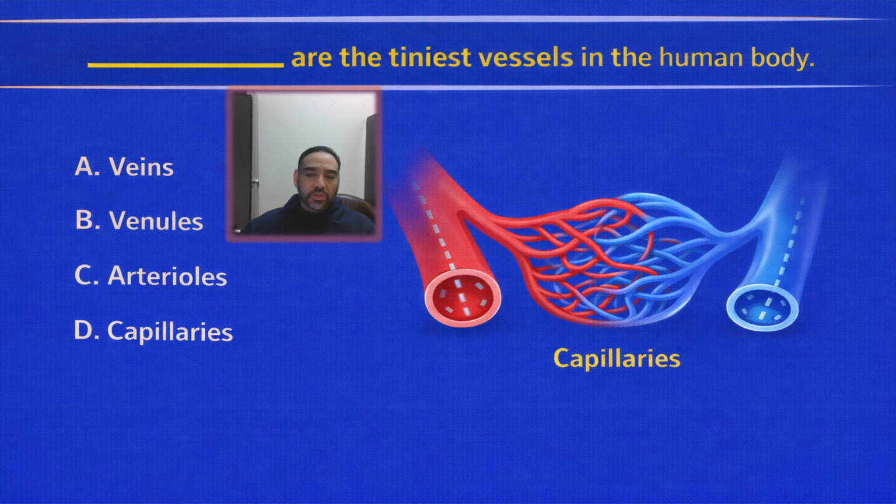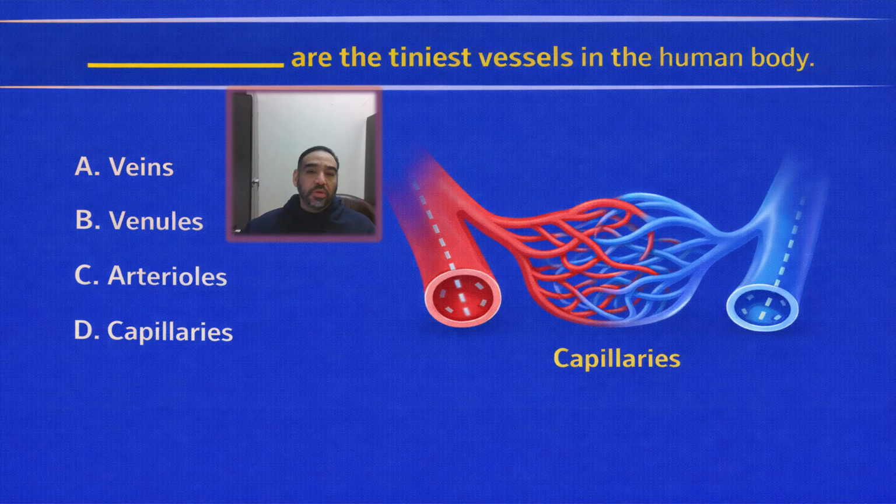Okay, so this question says, blank are the tiniest vessels in the human body. I haven't been doing this so far, but let me start now. I'm going to read the options to you. A is veins, B is venules, C is arterioles, and D is capillaries. Now, obviously, the right answer for this one is capillaries.